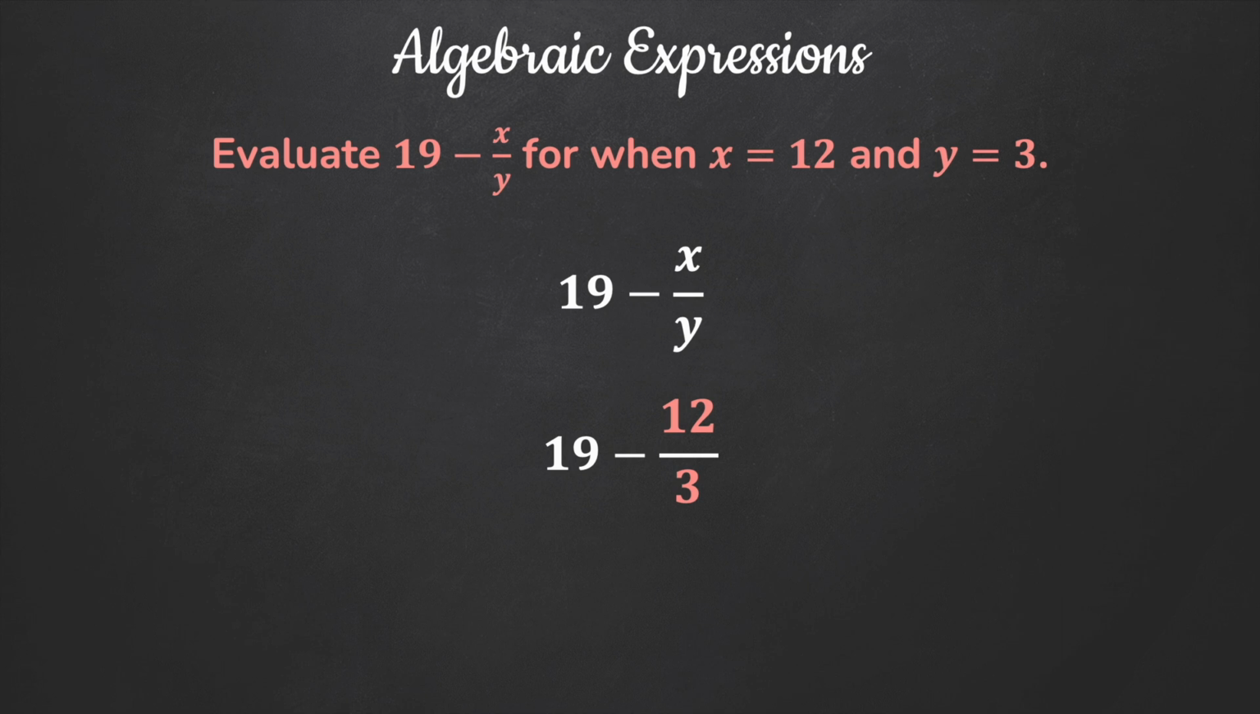According to order of operations, we are going to divide before we subtract. So 12 divided by 3 is equal to 4, and 19 minus 4 is equal to 15.